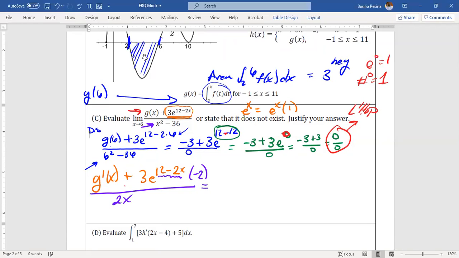Let's make this prettier. This is g prime of x plus, I'm sorry, it's actually minus, because 3 times negative 2 is minus 6. e^(12 minus 2x) divided by 2x. I know it's a lot to take in, guys. I know this is jumping around from unit to unit, and don't let it discourage you guys.